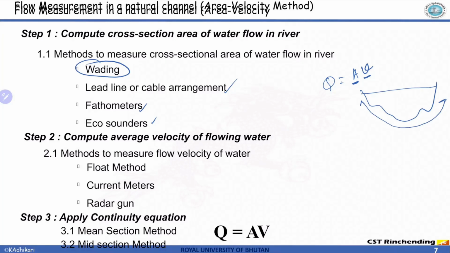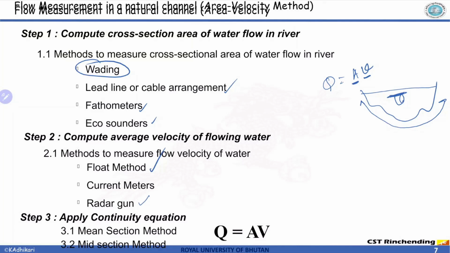Next one is the velocity. How much velocity is there, what is the velocity of the river? There are a few methods commonly used. When you have nothing, you can use the float method. You must have already done it in your primary classes. You simply drop an object into the river and notice how long it takes to travel a certain distance. So distance divided by time gives you the velocity. Current meters are the equipment that gives the velocity, used to measure the velocity in the river. And this radar gun is a non-contact technique to measure the river velocity.